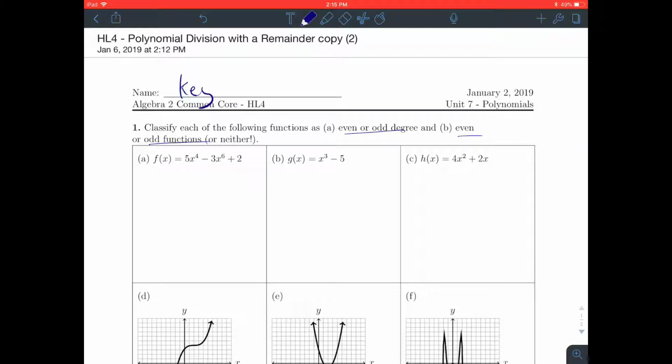So for problem letter A, we've got two parts, A and B. First off, because the highest power here is 6, the degree is 6, which is even. Next up, because every power here, 4 and 6, and actually the constant term, x to the 0th, so 0, 4, and 6 are all even numbers, this is an even function as well.